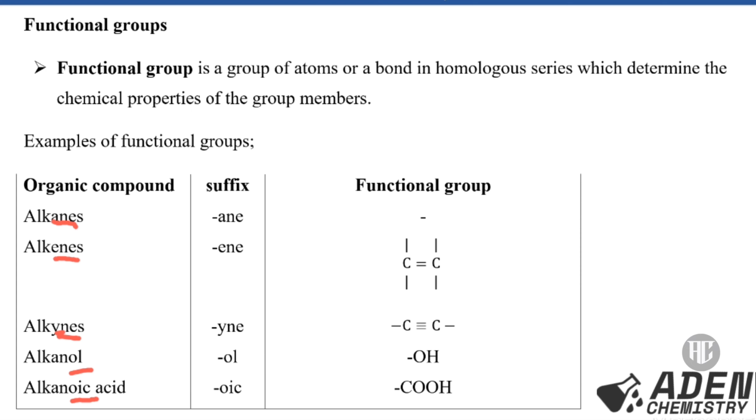So let's go and see the functional groups. Alkanes have no functional group. Alkenes have a double bond as their functional group. Alkynes have a triple bond as their functional group. Alkanols have the hydroxyl group as their functional group. Alkanoic acids have COOH, that is the carboxylic group, as their functional group.